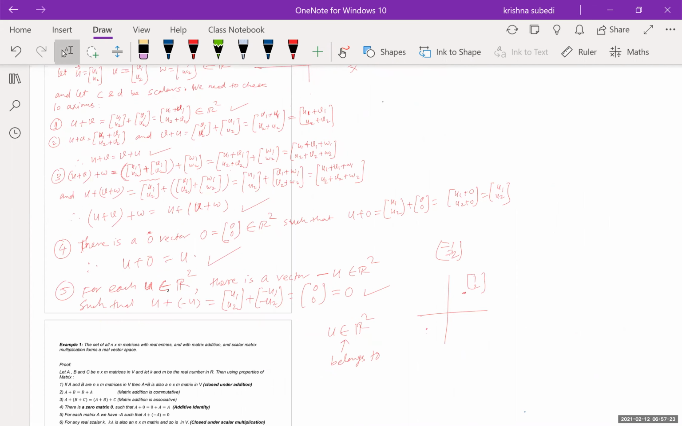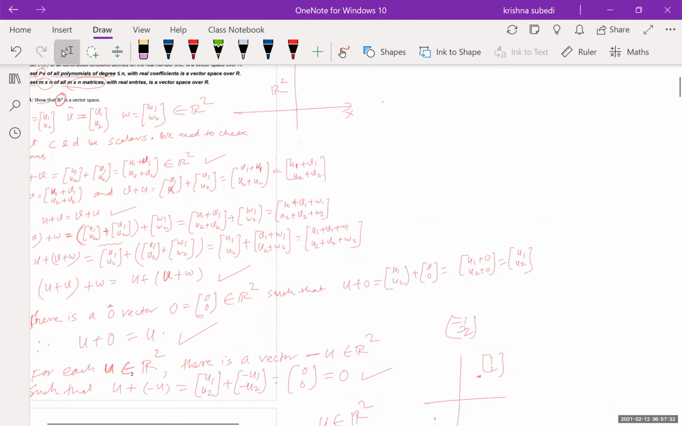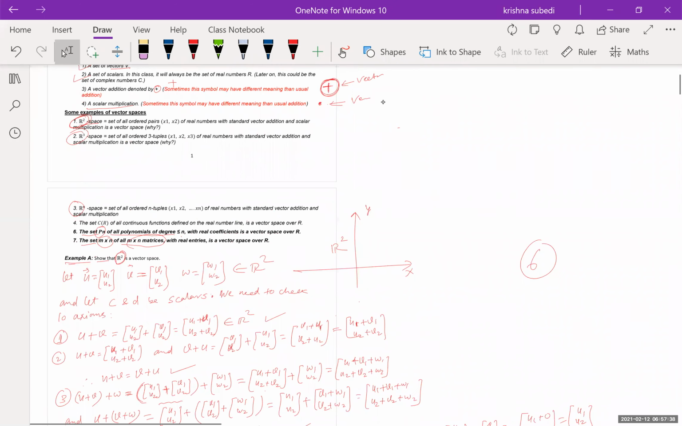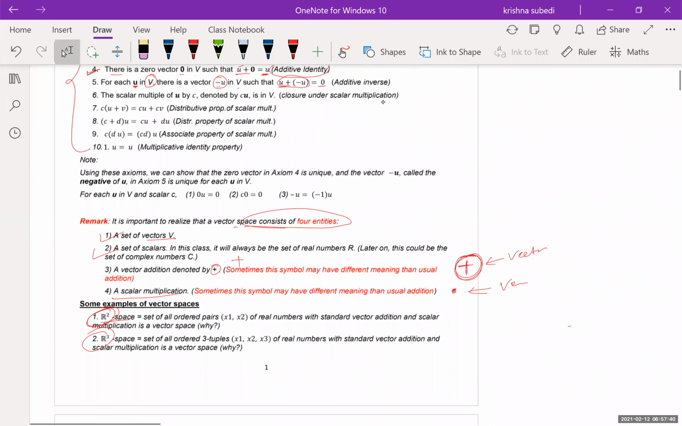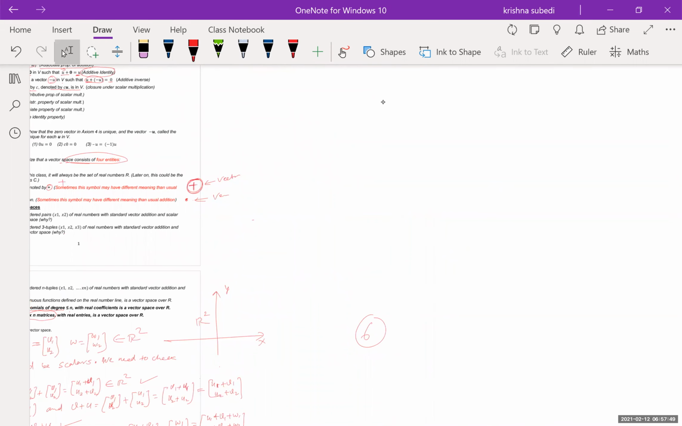Now, others, I think I'll do one more and I leave others to you. Let's look at 6, property number 6, axiom number 6. What is axiom number 6? Let me go all the way there. The scalar multiple of u by c, denoted by cu, is in V. Okay, so we call it scalar multiplication by c.